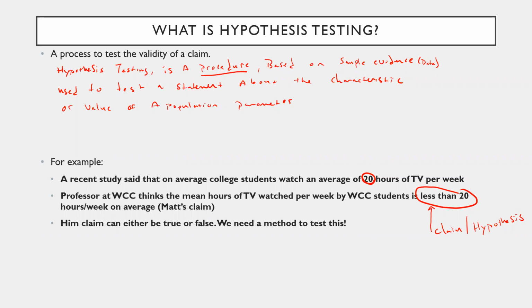Okay. Now here's the thing. His claim, Matt's claim, can either be true or false. So when I make a claim here, it can either be correct that you guys do watch less than 20 hours of TV on average, or it could be false. Maybe you do watch 20 hours of TV on average, or maybe even more. So this is the whole point of hypothesis testing. I'm going to make this claim, and I need a method to test this claim, this hypothesis. And this is what we're going to do next week, is I'm going to show you this method.